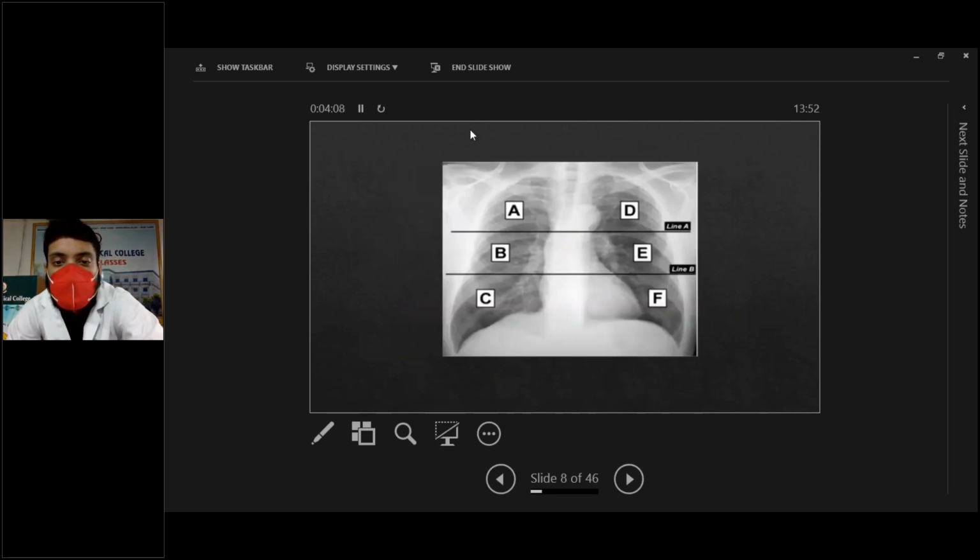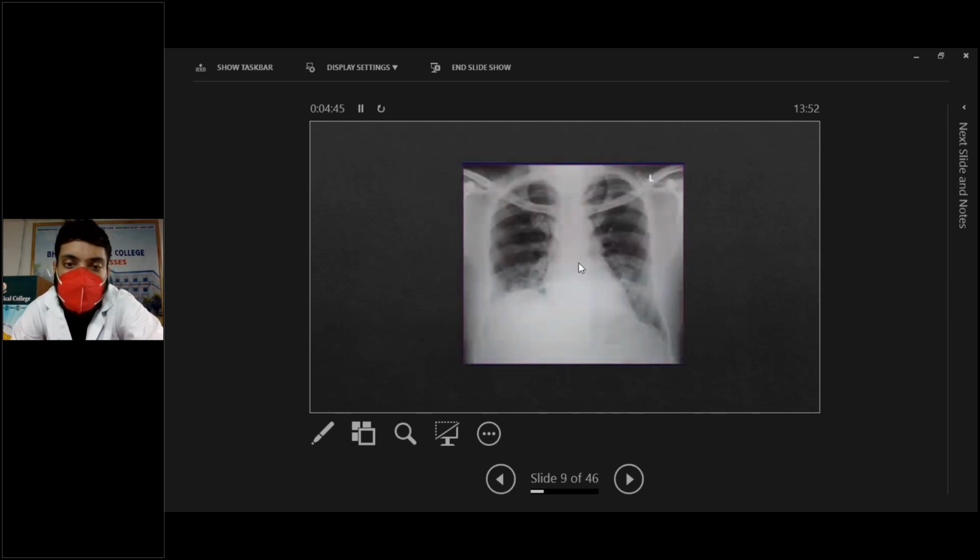Now we have various scoring systems. We have a scoring system in CT, ultrasound, and chest X-ray also. What we usually do is we take a chest X-ray and we draw two horizontal lines. This is the aortic knuckle or the aortic arch. Inferior to the aortic arch, we draw a horizontal line, which is called line A. And below the hilum, we draw a second line, which is called line B. This divides the chest X-ray into 6 zones, zone A to zone F. For each zone, we give a score of 1, that is a total score of 6, and we see the involvement.